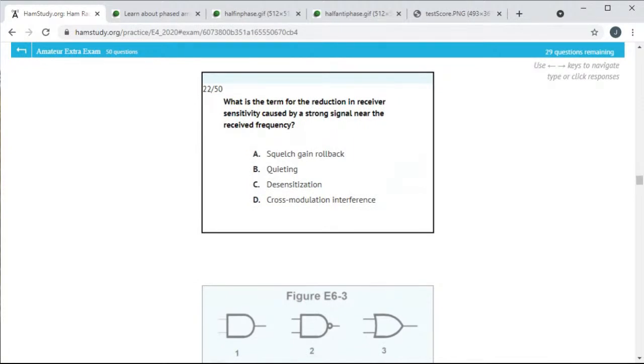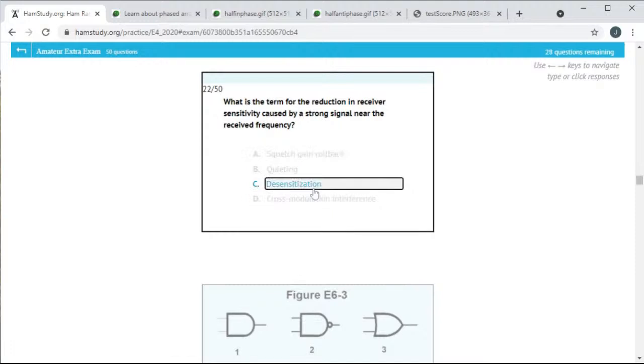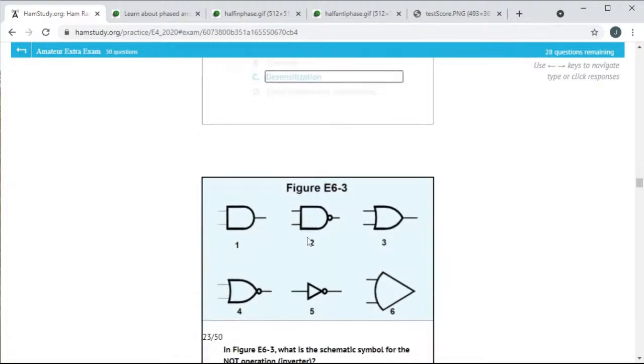What is the term for the reduction in receiver sensitivity caused by a strong signal near the receive frequency? A, squelch gain rollback. B, quieting. C, desensitization. D, cross modulation interference. Desensitization is reduction in sensitivity, so I'm going to go with that one.